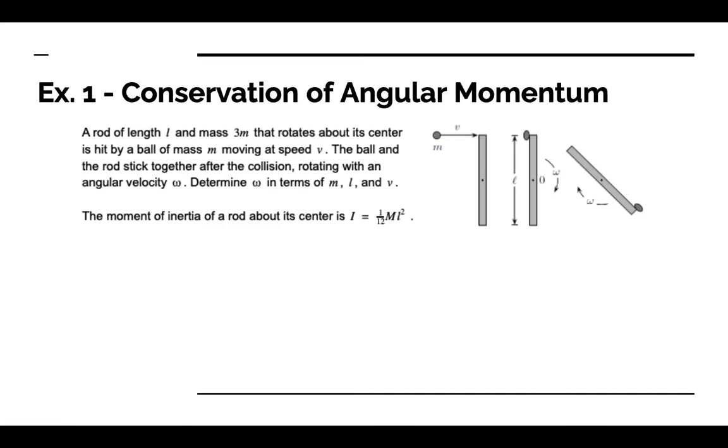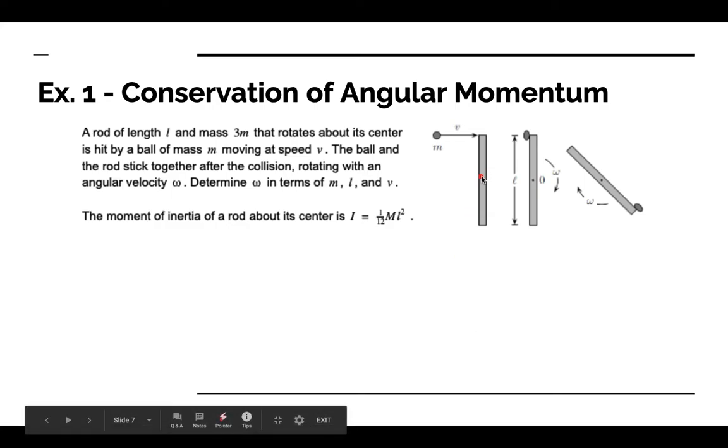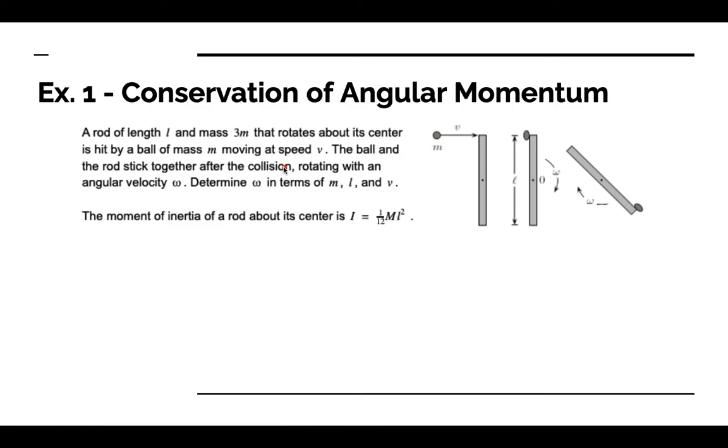So a rod of length L and mass 3m that rotates about its center, like we see right here, is hit by a ball of mass m moving at speed v. The ball and the rod stick together after the collision, rotating with an angular velocity omega. Determine omega in terms of m, L, and v.